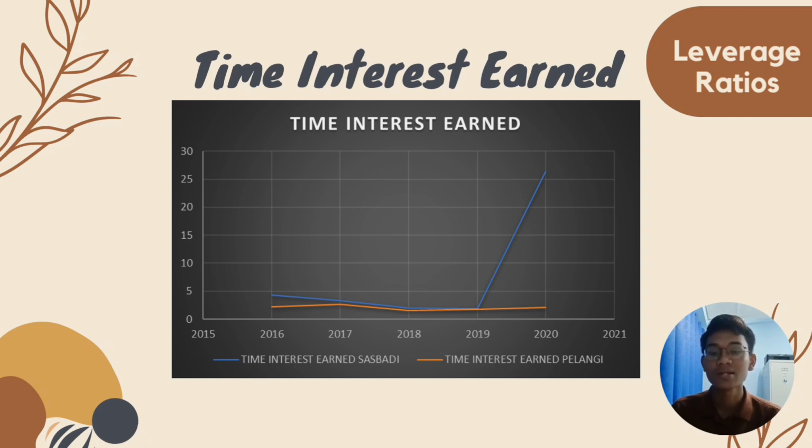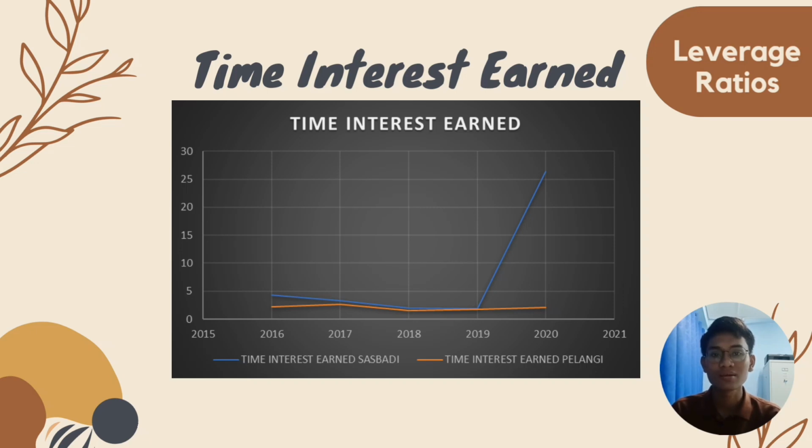If a corporation has a TIE ratio that is less than 1, it shows that the company does not generate enough EBIT to pay its interest costs. This is an indication that the financial situation is unstable. According to the data, the TIE ratio for SASBADI has been continuously greater than the TIE ratio for Pelangi across all 5 years. This indicates that SASBADI is in a better financial position than Pelangi to meet its interest payment obligations. This is due to the fact that SASBADI has higher EBIT in comparison to the overall interest expenditure it has incurred.